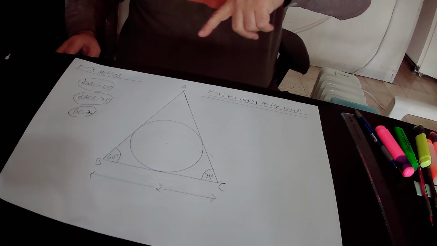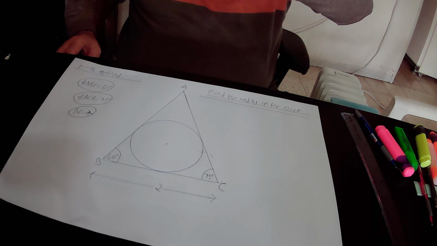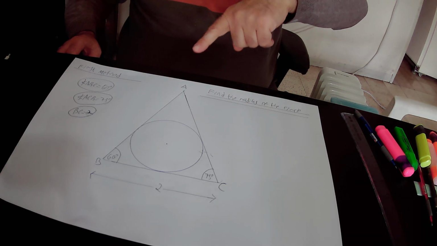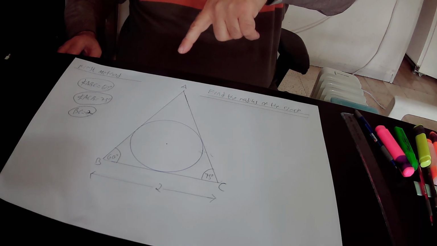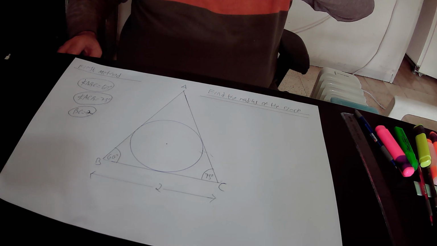Now, in this lecture, you'll find out the radius of a circle using two different methods. In the drawing, we have triangle ABC. Triangle ABC blocks this circle, or this circle is inscribed by triangle ABC.